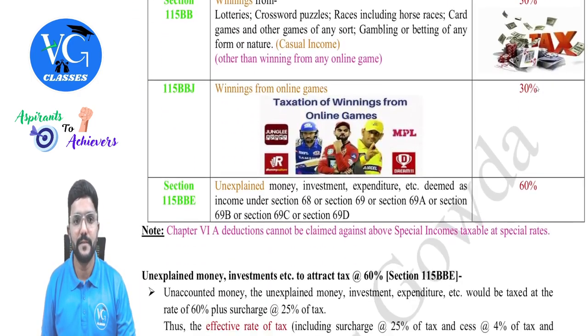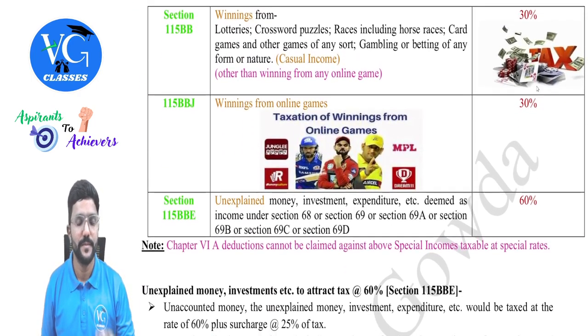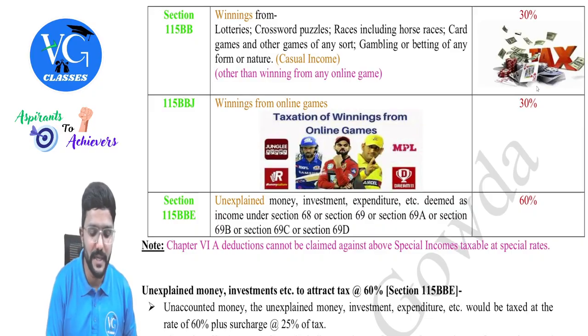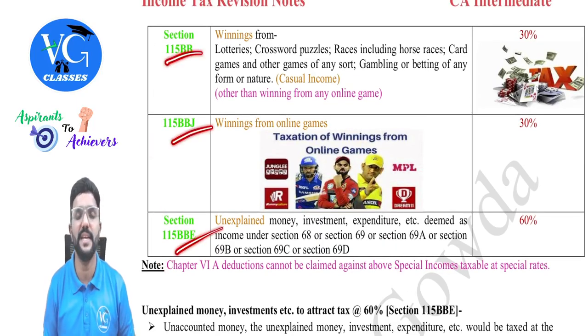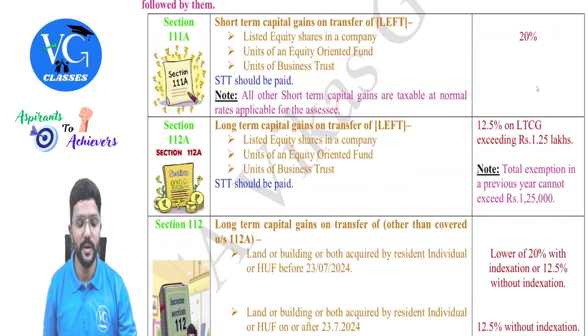Okay, sir. Then we have some more special income. We will see that. Yes, these incomes are taxable. Whatever we will learn now, Sections 115BB, 115BBJ, and 115BBE, these incomes are taxable under the head other sources, guys. Sir, what about the above? It will be taxable under the head capital gains, guys.